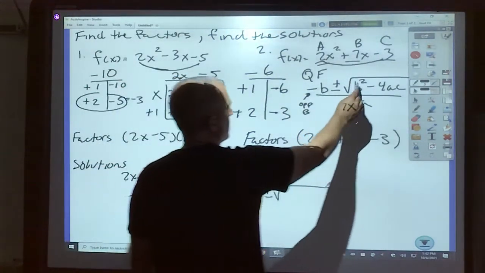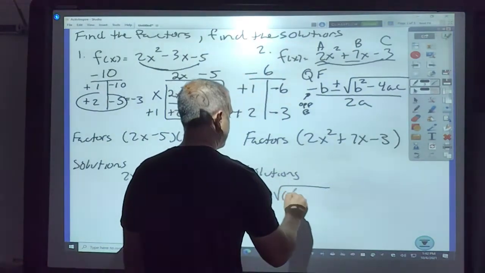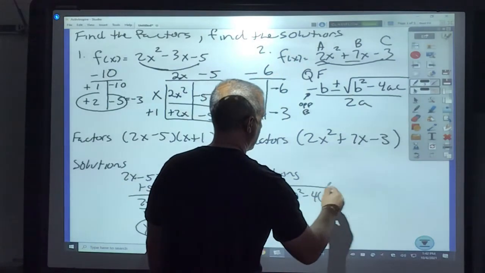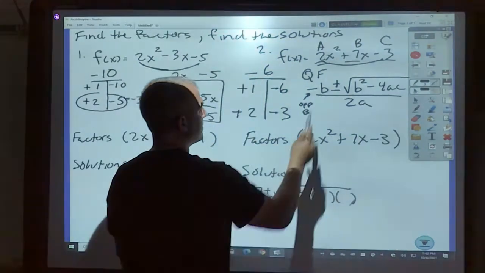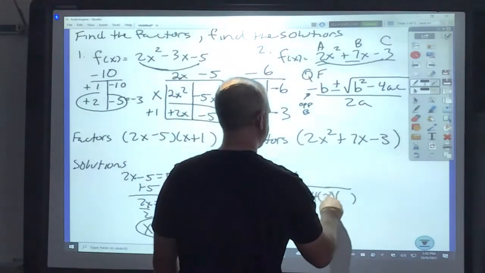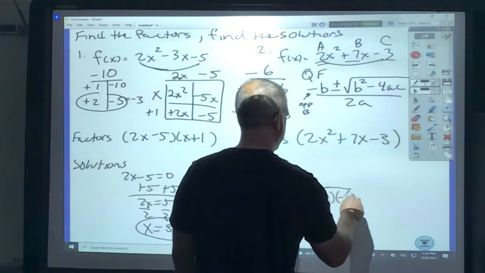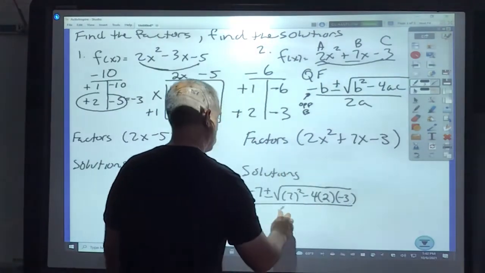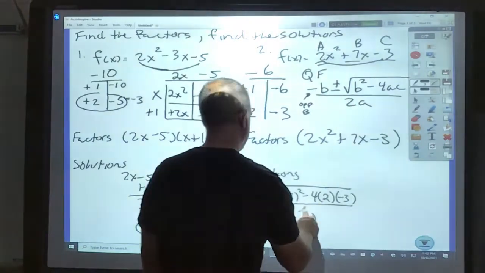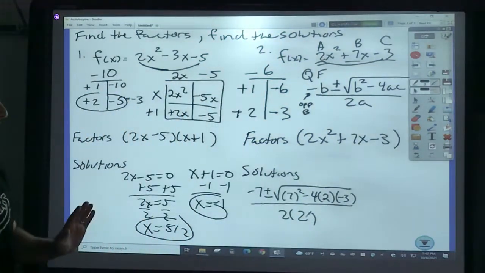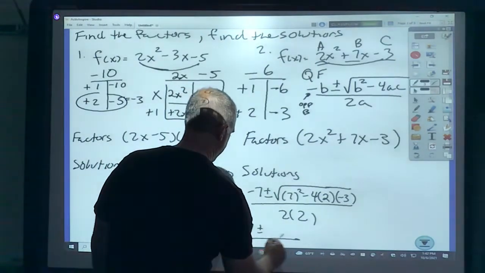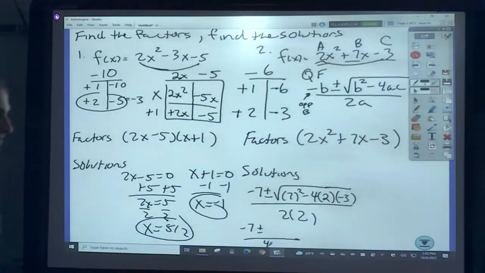Then 7 squared. I want to tell you, whatever result you get for that will always be positive. Minus 4 times a, which is 2, and c, which is -3. All over 2 times 2. From a computational standpoint, first of all, that's easy: -7 plus or minus 4. It's not an issue.